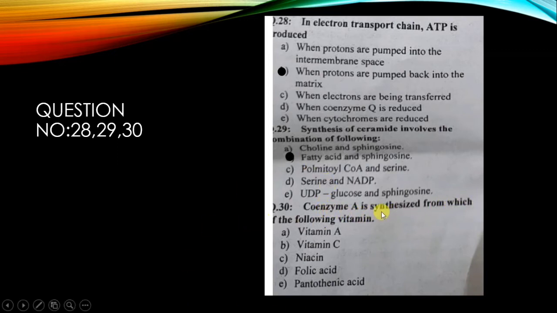Coenzyme A is synthesized from which of the following vitamins? Vitamin A, vitamin C, niacin, folic acid, pantothenic acid. Pantothenic acid is involved in the formation of coenzyme A.